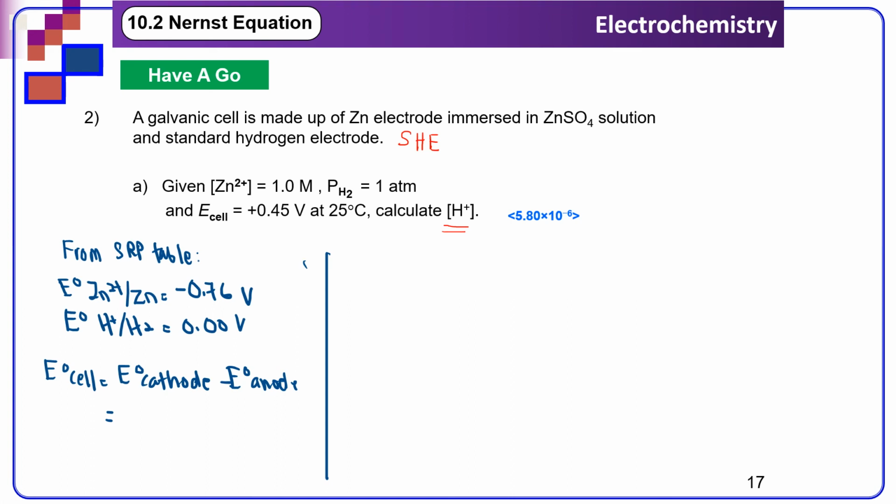From the SRP table, the standard reduction potential for zinc is negative 0.76 volt and the standard reduction potential for hydrogen is 0 volt. From here, you identify the cathode and anode. Cathode must be the more positive one, which here is hydrogen. So hydrogen will be the cathode, while zinc will be the anode. By using E0 cell equals E0 cathode minus E0 anode, our cathode is hydrogen, so 0 minus negative 0.76, you will get positive 0.76 volt for the E0 cell.